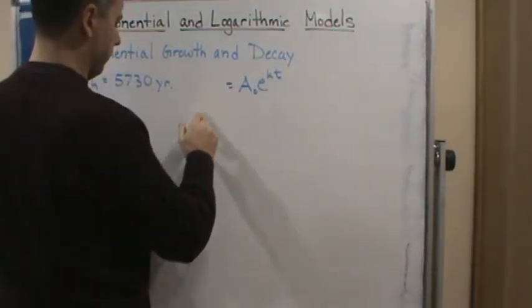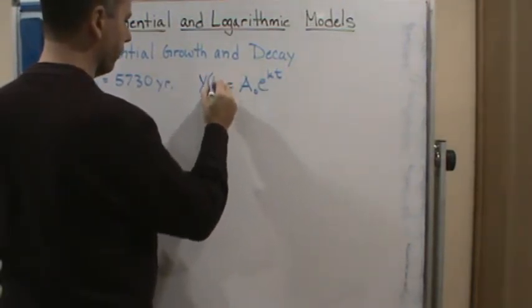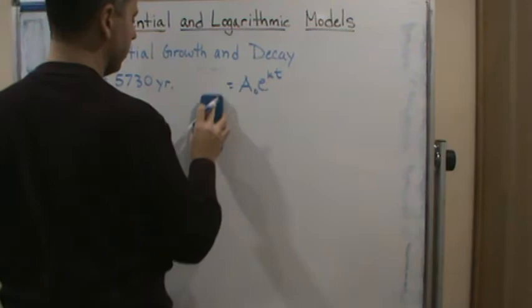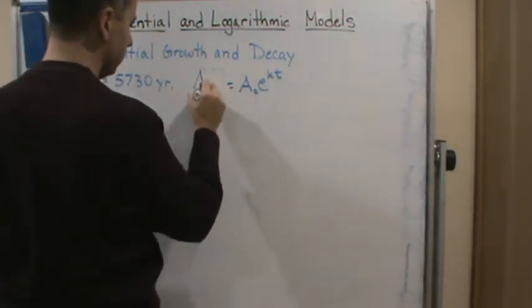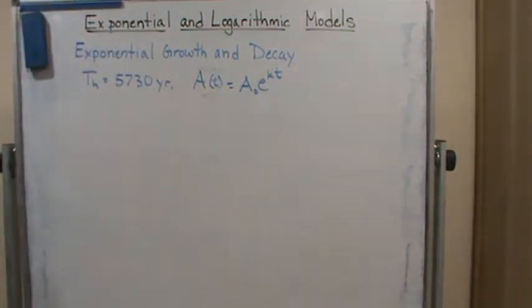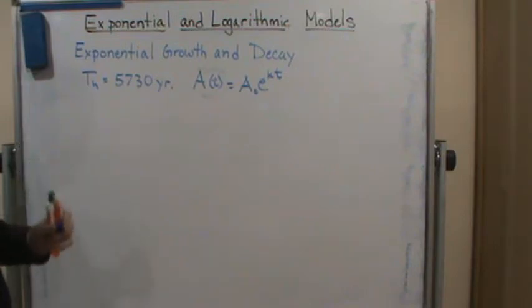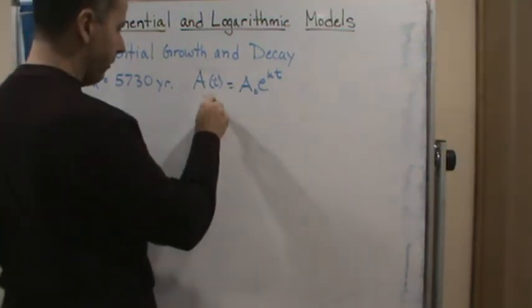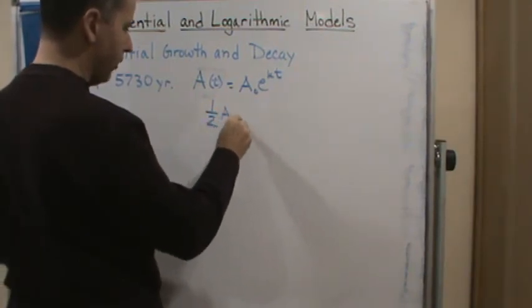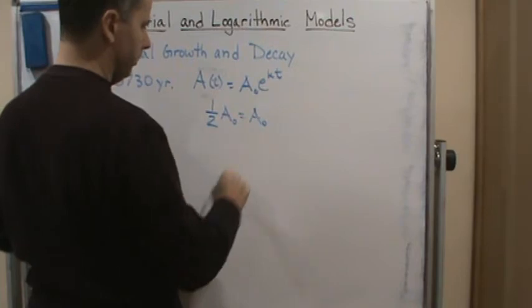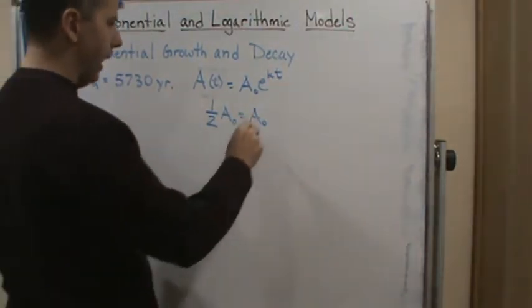Or we could write this, since we're using a naught, A of t, right? And so now we know the half-life is 5730. So we know that when 5730 years passes, we have half left over. So that means we will have 1/2 a naught when t is equal to 5730. Right?